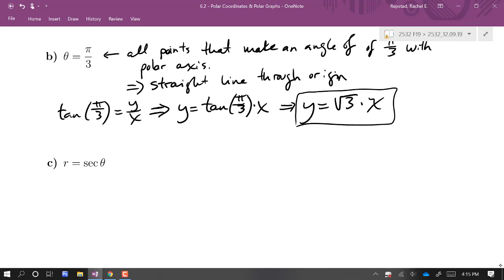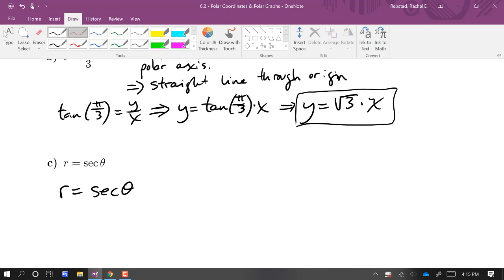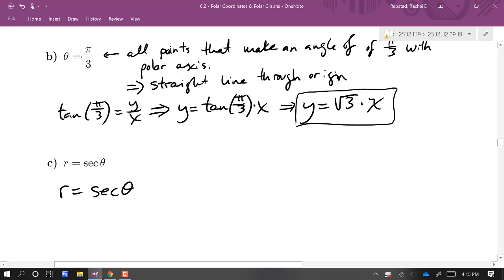So we did one with a constant r, we did one with a constant theta. Now we have one where both r and theta are involved, so neither is constant. r is equal to secant theta. If we start with this, it's not really obvious what this should look like, but I'm going to make one move that's not a hard move to make, though it might not be obvious that we would do it. I'm going to multiply both sides by cosine theta because it's the reciprocal of secant. So I get r cosine theta is equal to, because secant times cosine is just 1, 1.